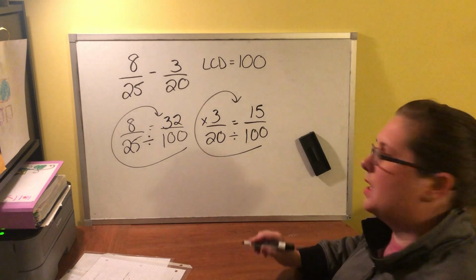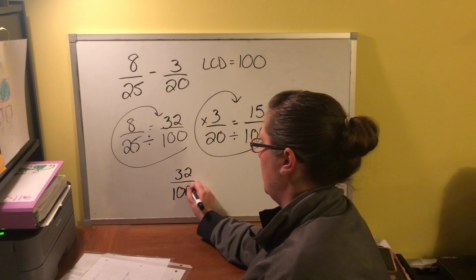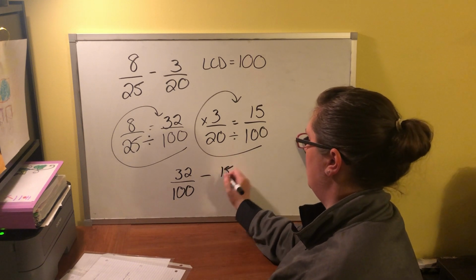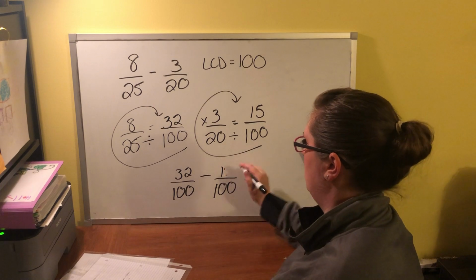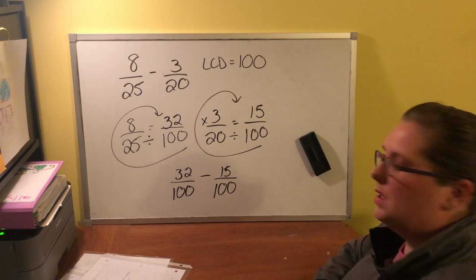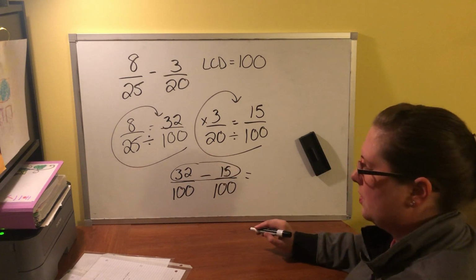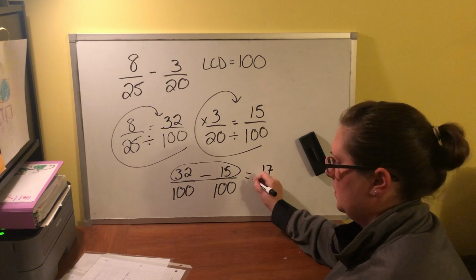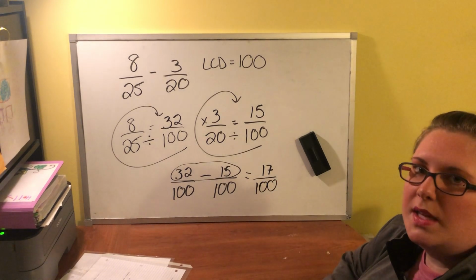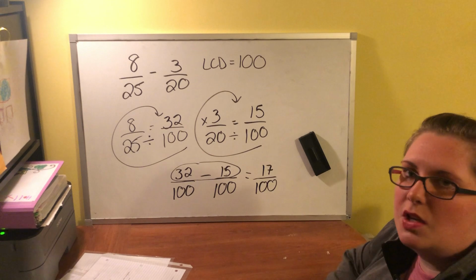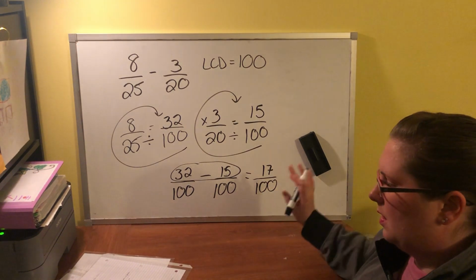Now we're ready to go ahead and subtract. So now I have 32 over 100 minus 15 over 100. They have the same denominator, so we can go ahead and subtract. So 32 minus 15 leaves us with 17. Stays over 100. Look to see if you can simplify. We can't, right? And 17 is a prime number, so nothing goes into it but 1 and 17. So we're done with this.